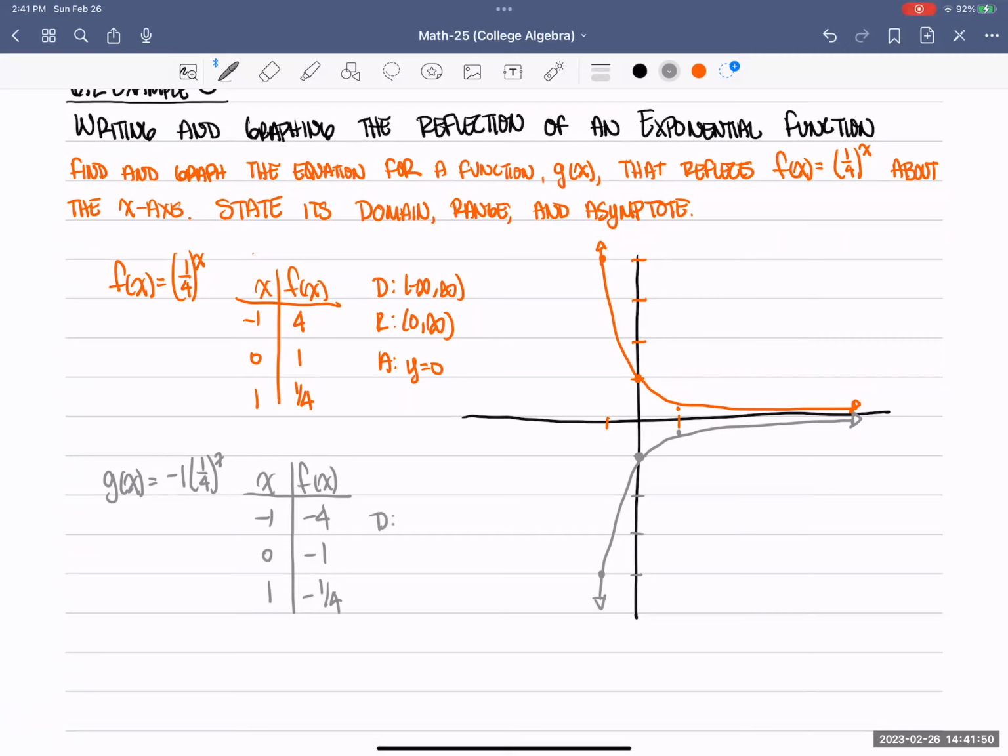And let's look at the domain. Domain is going to be the same thing, -infinity to infinity, or our real numbers. Our range is based off of our asymptote. Our asymptote is still y equals 0. But here, the range for this one starts off at -infinity. So -infinity up to 0.